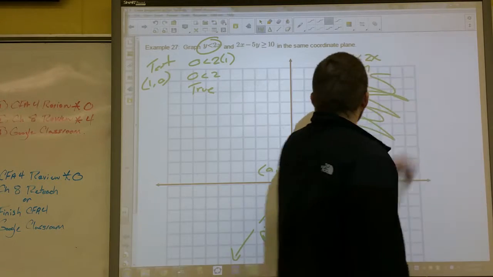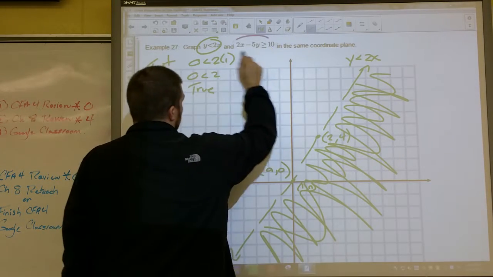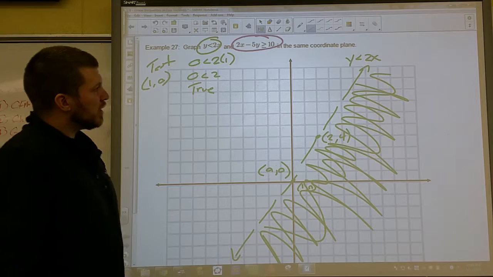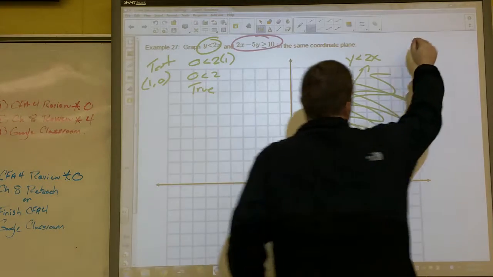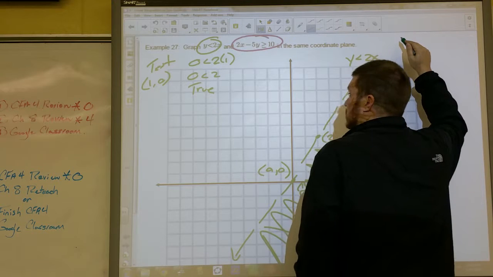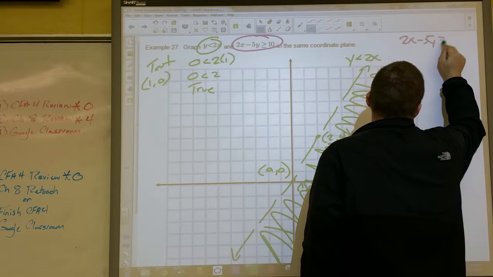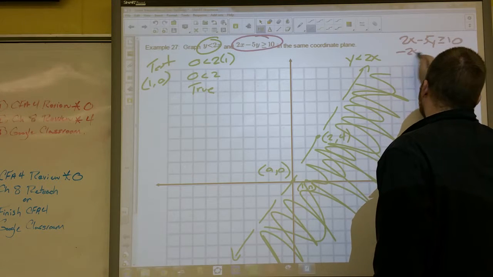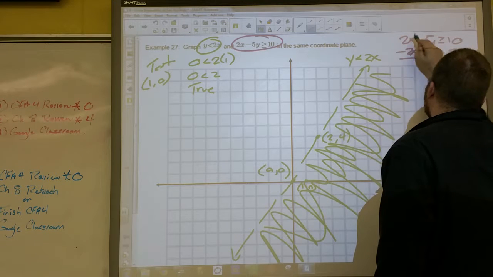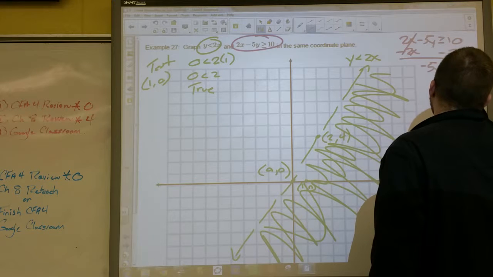Okay, great. Now what I want to do is to do my other inequality. I'm going to do that one in purple. But before I can do anything, I've got to get y by itself. So I need to do some scratching. I'm going to do that over here. I have to get y by itself before I can graph the boundary line. So I have 2x minus 5y greater than or equal to 10. I'm going to say minus 2x on both sides. So negative 5y is greater than or equal to 10 minus 2x.